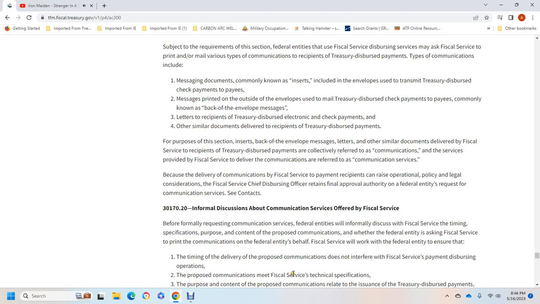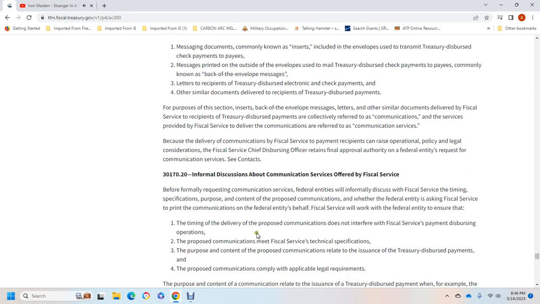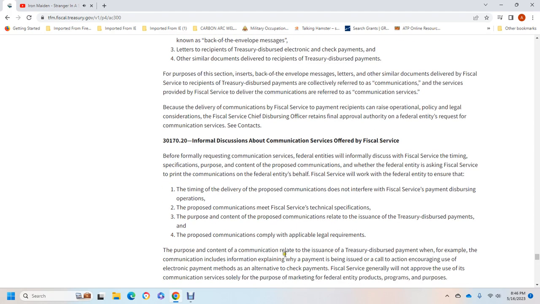The purpose of the communication, the delivery, the technical specification, and the concept of the proposed communication relate to the issuance of Treasury disbursement payments, and the proposal must comply with applicable legal requirements. Examples of communications related to the issue of the Treasury disbursement payment include information on what a payment is being issued for, and a call to action encouraging you to choose electronic payment as an alternative to check payment.